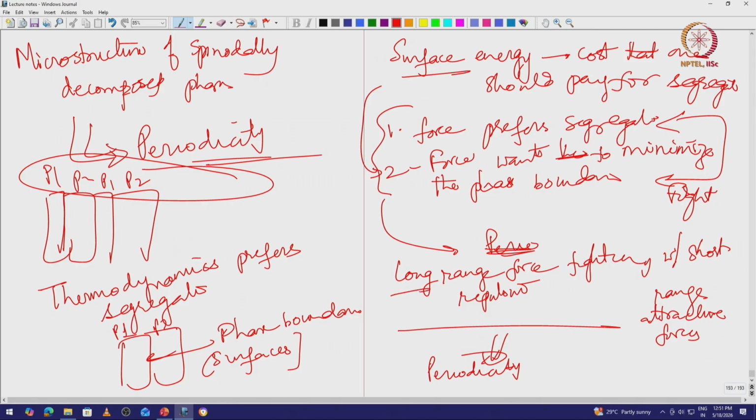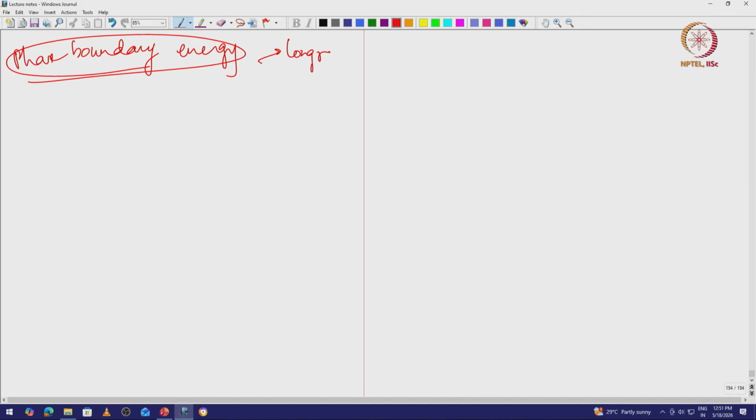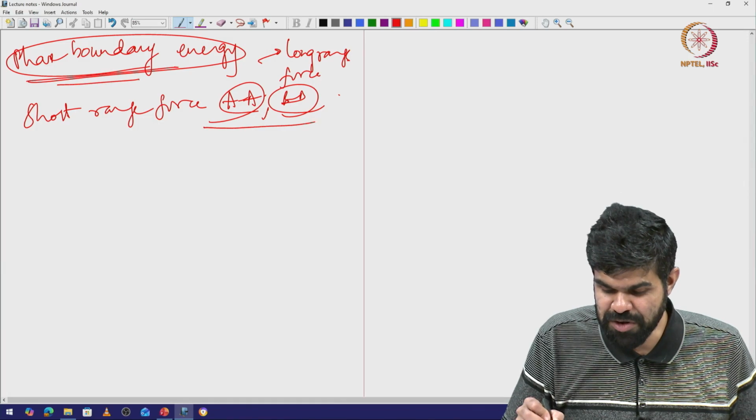So, here for example, what is the long range force? Long range force is the force of the phase boundary, right. So, phase boundary energy, right. That is some kind of a surface energy that results in some kind of a long range force, right. Now, what is a short range force? Short range force is the force between AA, or the attraction between AABB, right. So, this is generally preferred, right. AABB configuration is preferred, but for me to segregate like that I have to create these phase boundaries, right. So, there is a driving force for this to form, right.